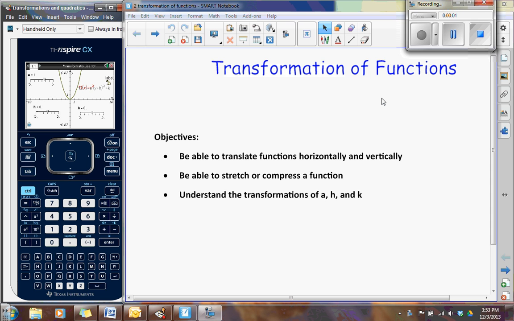Okay, so ideally today we're going to look at transformations of functions, and you should be able to translate functions horizontally and vertically, be able to stretch them or compress them, the entire function, and understand the transformations of a, h, and k, specifically how they relate to quadratics.